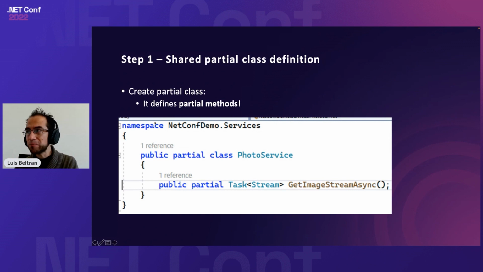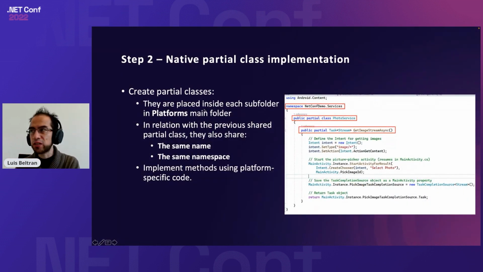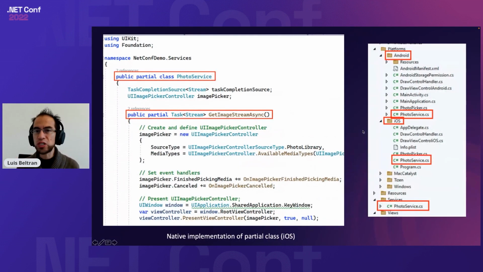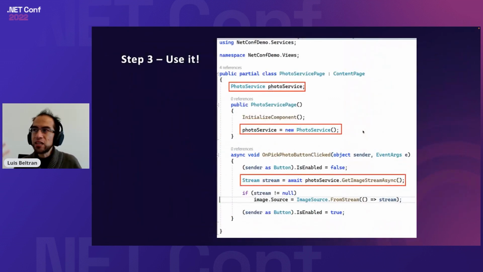And later, in every platform folder, like Android, iOS, we create again the partial class and the partial method, but now we write the code. So actually this code is the same one that I used earlier. But most important, you need to use the same namespace, and also the same method name. You do it also for Android, for iOS, sorry, and then you use it. In this case, you are not registering anything, so no problem. But you need to create an instance of, for example, the photo service, and then you call the method.